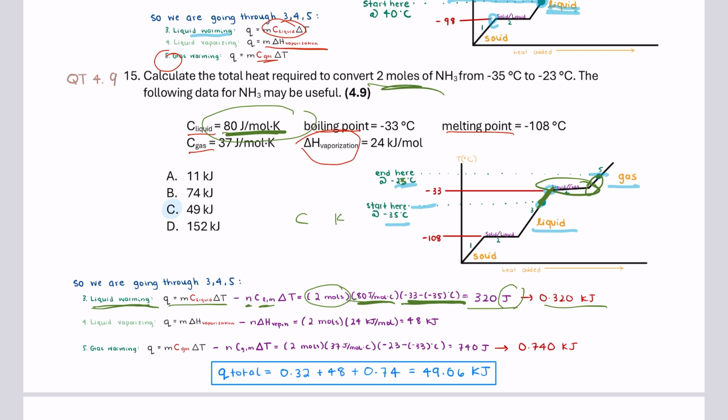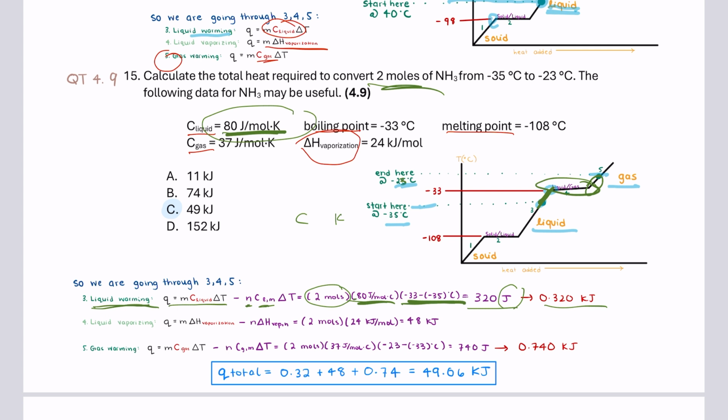Step 2 is the vaporization step, where ammonia is changing from liquid to gas at its boiling point, which is negative 33 degrees Celsius. During a phase change, the temperature stays constant, but energy is still absorbed or released. That energy goes into breaking intermolecular forces, not raising the temperature. So we're no longer going to use Q equals mc delta T because delta T is 0 during a phase change. Instead, we use a different form of the heat equation that's specific to phase changes.